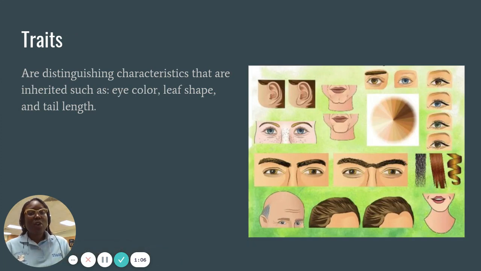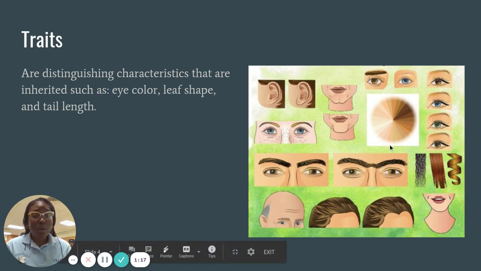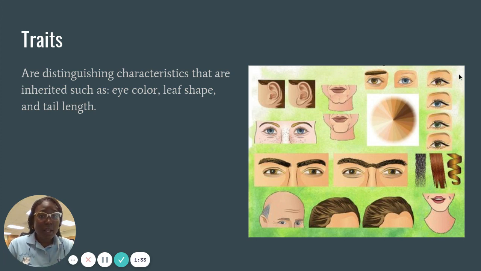Traits. Traits are physical characteristics, such as eye color, leaf shape, tail length. If you look at the picture, you have a unibrow, an attached earlobe or unattached earlobe, a cleft chin or a smooth chin. All these are particular traits. And yes, there are variations of these traits, like eye color. There are different types of eye color or type of hair: curly hair, straight hair, wavy hair, dimples or no dimples. So those are traits.